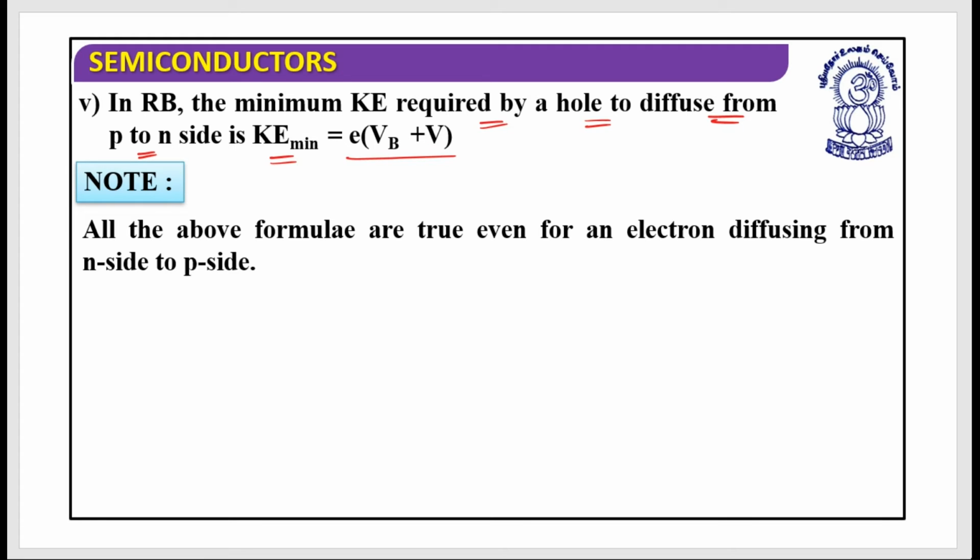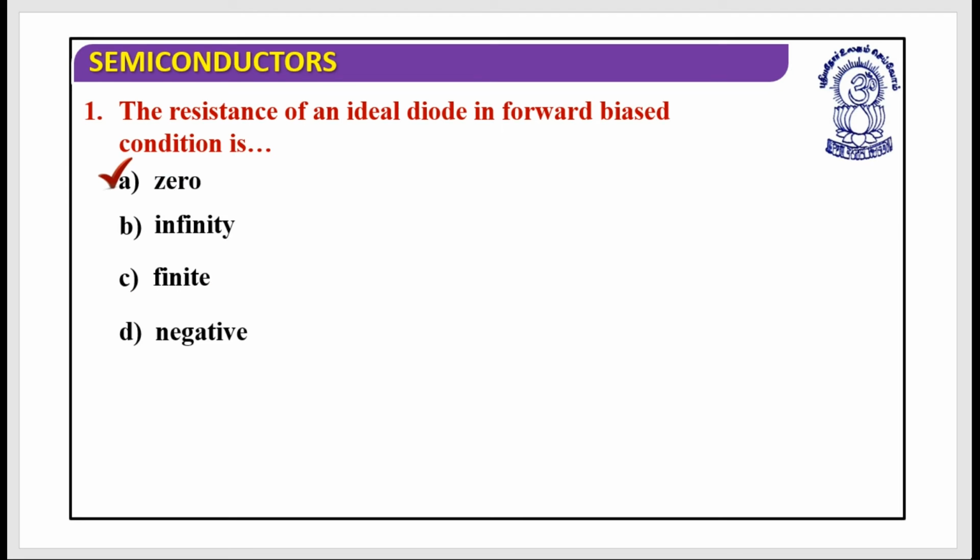All the above formulas are true even for an electron diffusing from the N side to the P side. As we have discussed this for holes, it is even true for electrons as well. Have you noted it, or do you want to note it? Noted it? Great. Now let's look at certain quick questions.